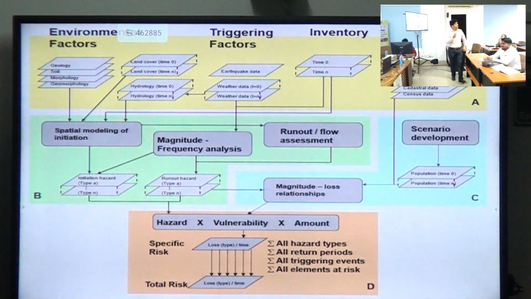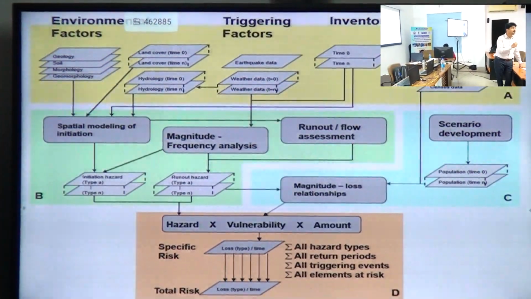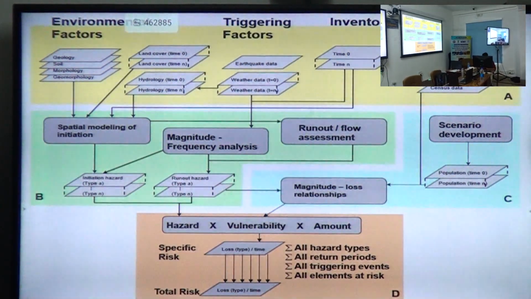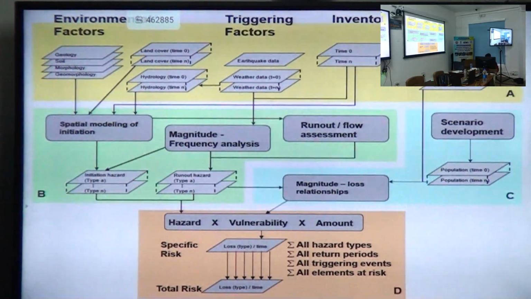You do runout flow assessment when it is a debris flow. Remember, landslides have different types, right? What are they?